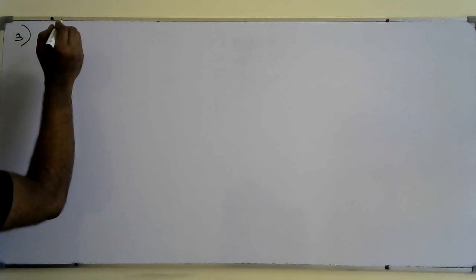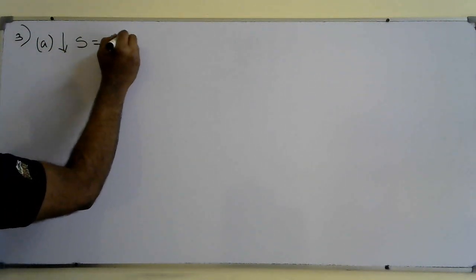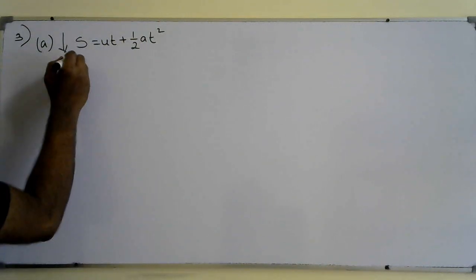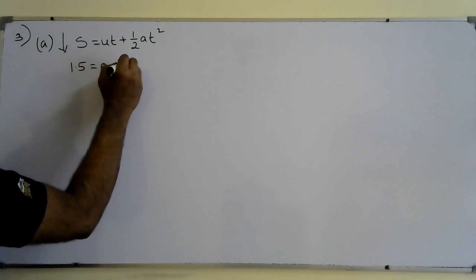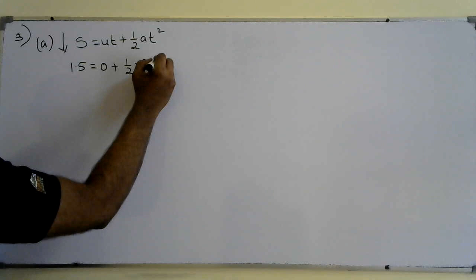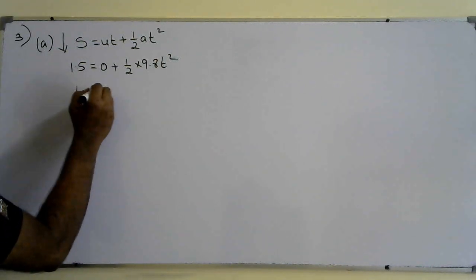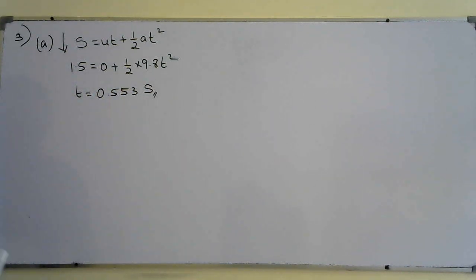So that's the equations of motion. Downward we'll use s equals ut plus half at squared. So s is 1.5 meters. It's released from rest, so u is zero, plus half into 9.8 t squared. Solve it and find t. You will get 0.553 seconds. That's right.